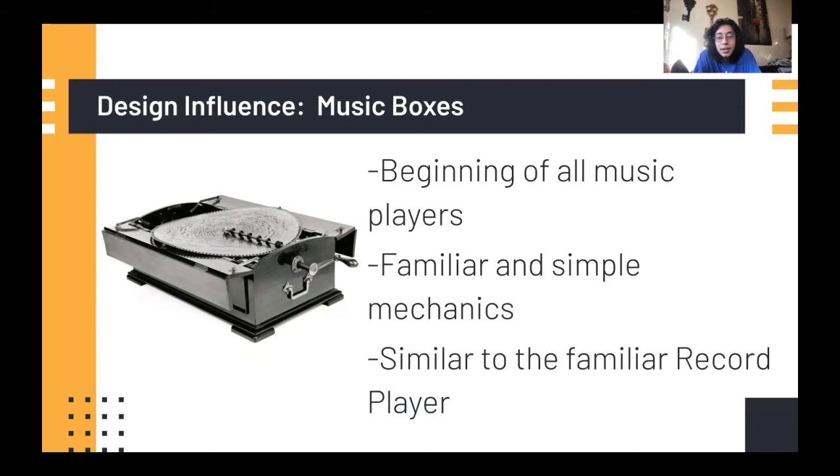So, why is this important? This is important because this is what eventually came to be the vinyl, and the vinyl record player, of course, evolved into further technology that we will speak about very soon. But this just established the base of familiarity for music players.